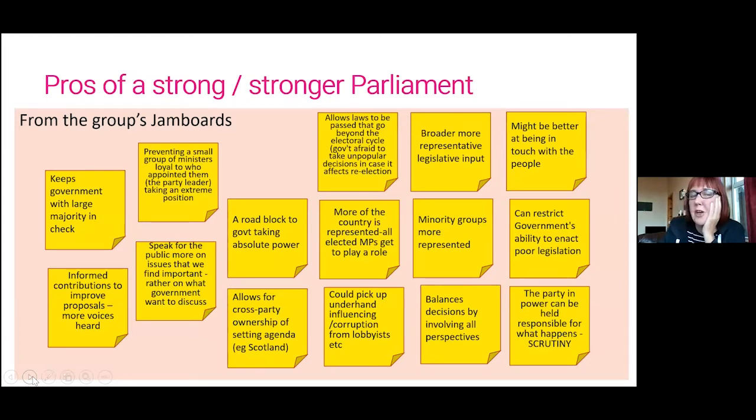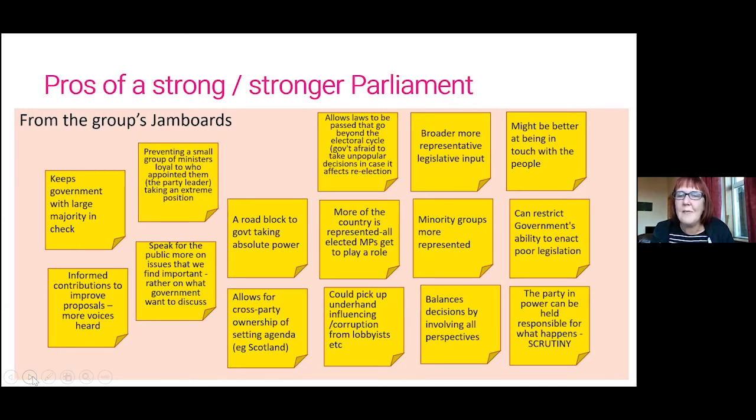So yesterday, you were talking about what are the pros and cons of a strong or a stronger Parliament? And we took these last night from the different Jamboards that all the groups were working on, and a whole range of ideas that you were coming up with yesterday afternoon about what could be the benefits, the positives, of having a strong or a stronger Parliament. I'm not going to read them all out to you, but there were lots of things there about keeping a government with a large majority in check, a check and balance, the accountability, which again came up in your discussions last weekend, and the range of voices that are able to be involved and be influencing.